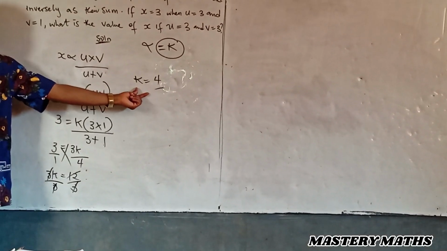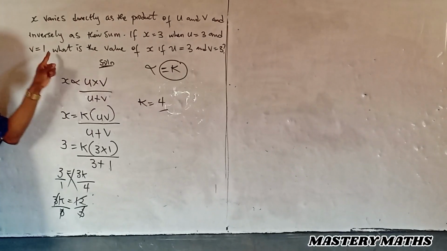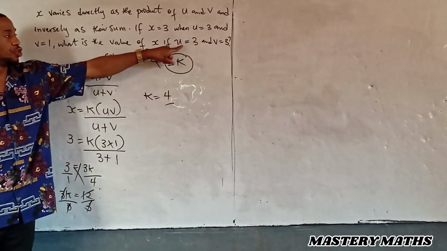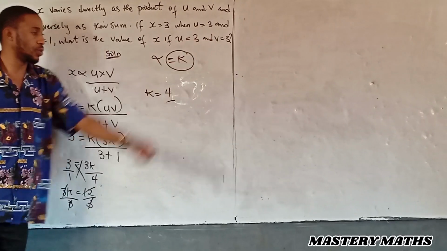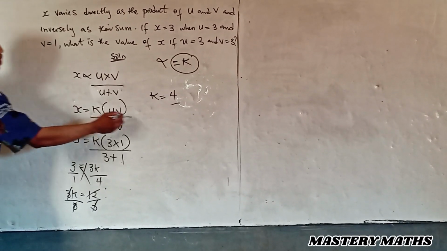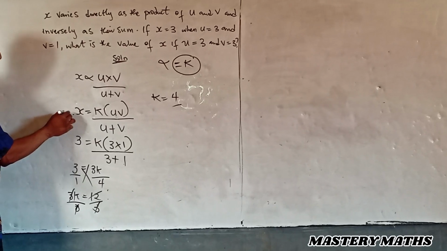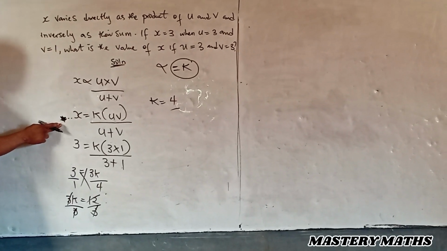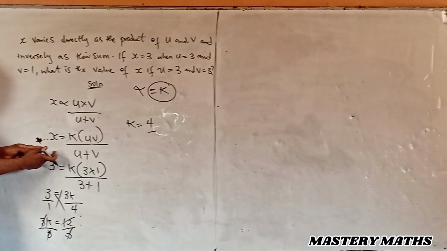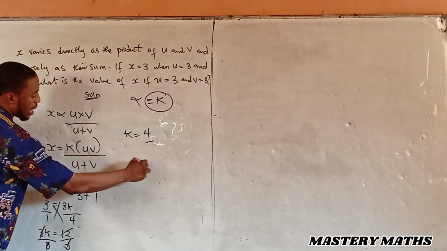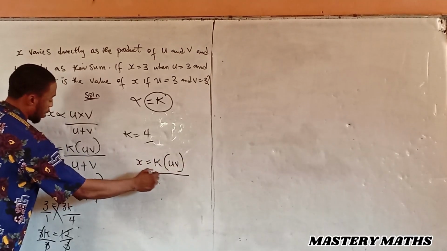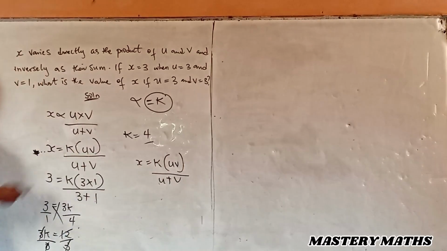Now we've seen the constant. Now we're going to move to the next question. What is the value of x if u is equal to 3 and v is equal to 3? Now they want us to look for the value of x. This is our main formula, after you've turned this into this. We write it out here: x is equal to k, open the bracket, uv all over u plus v. This is the main formula here.